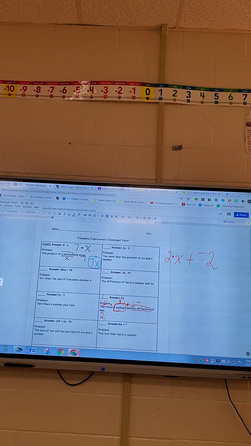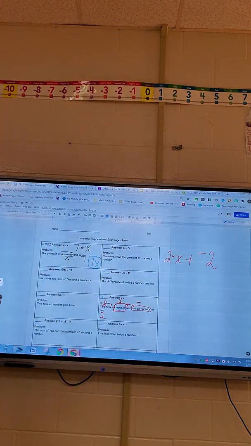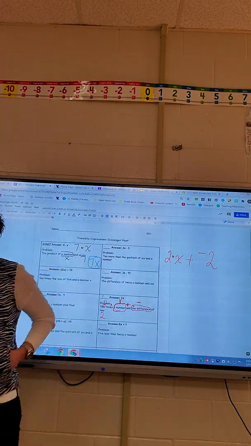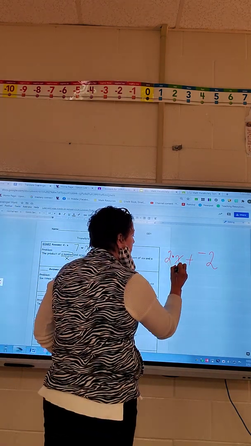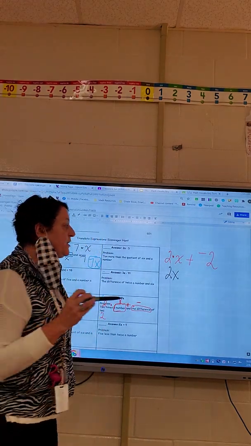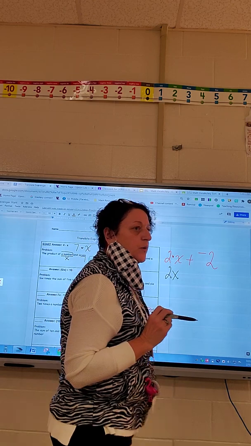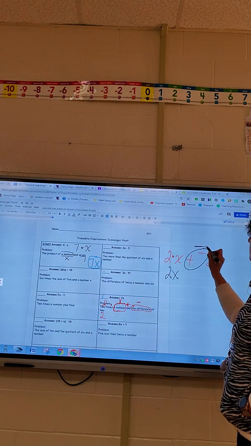That's kind of wonky, isn't it? So let's clean it up. How can we clean that up? What can we do to that 2 times x to make it more algebraic? Put it beside each other. Just sit them right beside each other, make it a 2x. Right? Now, when we were doing integers, we learned that plus a minus is really a what? Say it. It's minus. So this really becomes this, right?